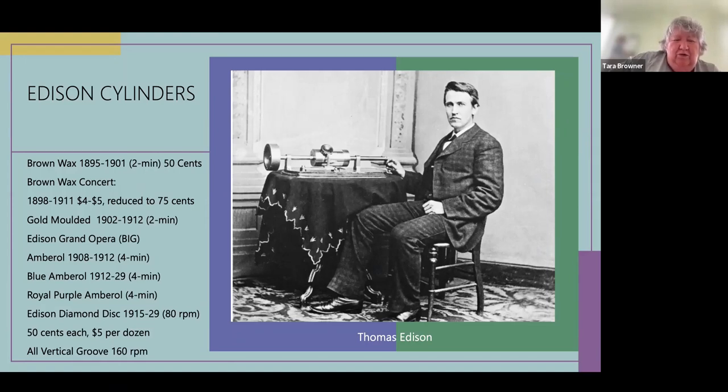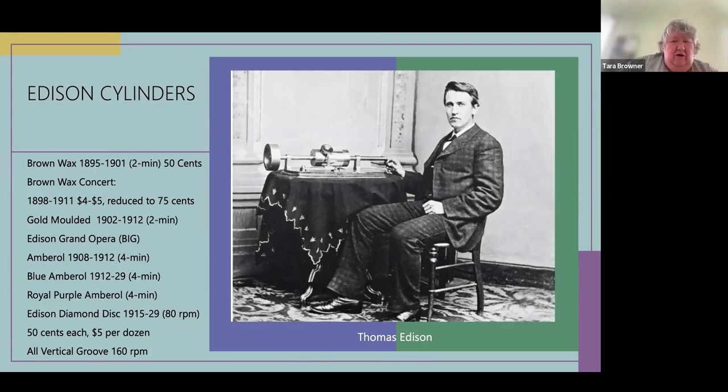Then we have gold molded. Those are the ones, I've got some of those, or I guess my sister does now. They're 2 minutes long. We have Edison Grand Opera cylinders, which are big, and you had to have a different machine to play them, so that didn't work very well. And then Amberol, and then Blue Amberol, and those were the ones that were in production the longest, as well as Royal Purple. The thing with Amberols that was different is they were made out of celluloid, and they were much more durable at the time. Although, again, nowadays people tend to get them and they're warped.